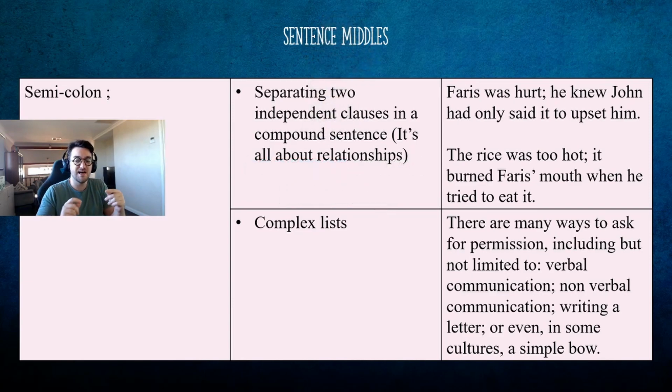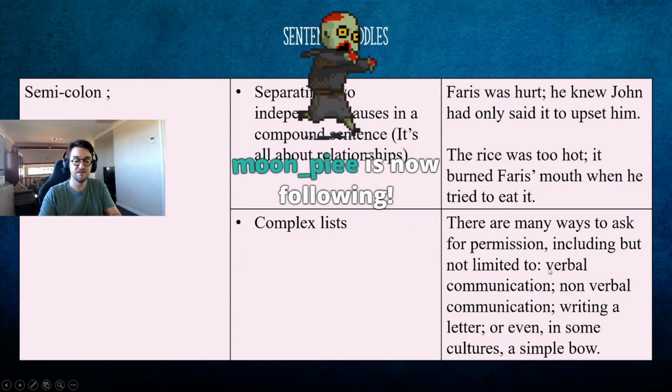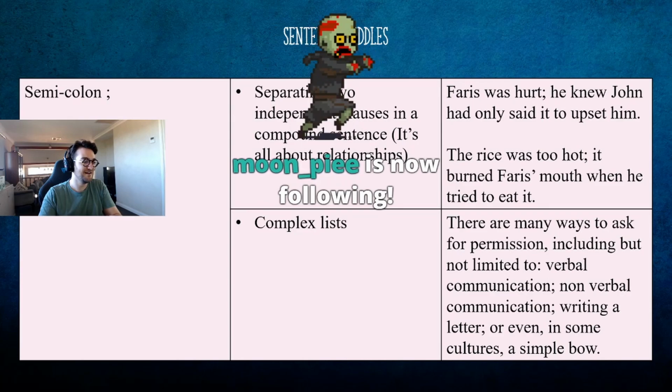Complex lists are the second use of a semicolon. There are many ways to ask for permission, including but not limited to: set up the category with a colon, and then you get into your complex list. So a complex list, we're starting here.